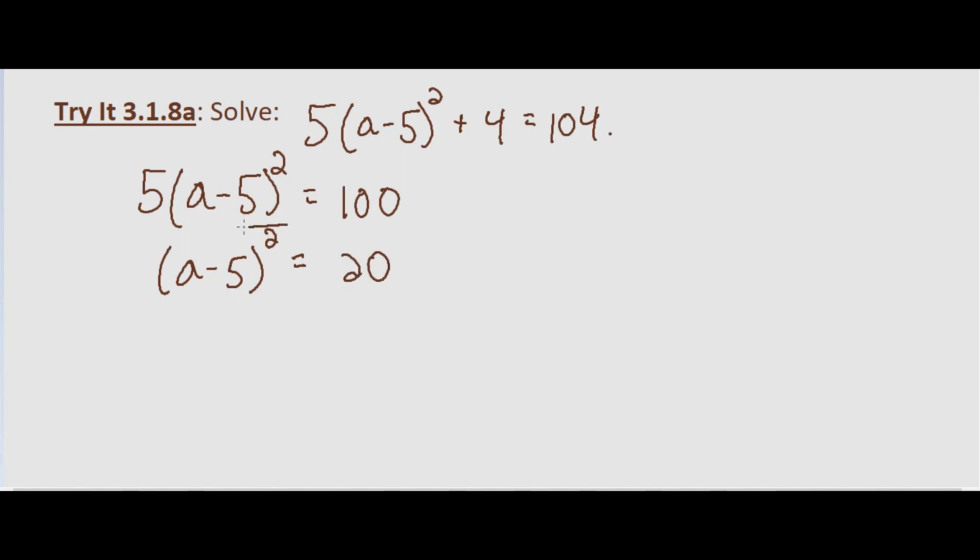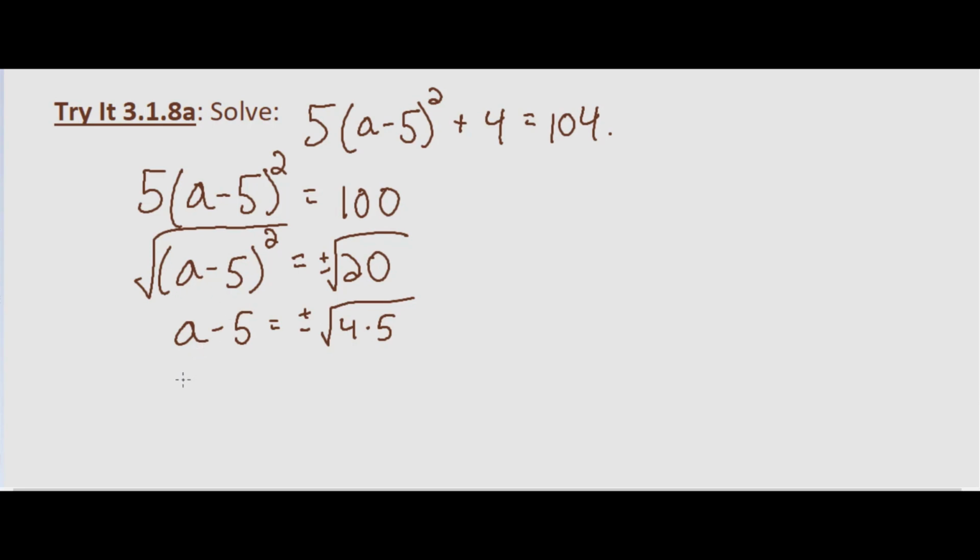Now we will invoke the square root property, take the square root of both sides, remembering to take positive and negative square root on the right-hand side. The square root of a minus 5 squared is just going to be a minus 5. We can simplify, I'll go ahead and write it out, plus or minus the square root of 20. This is 4 times 5, so we know we can bring that 2 out. Square root of 4 is 2.